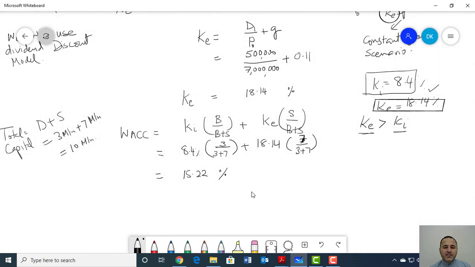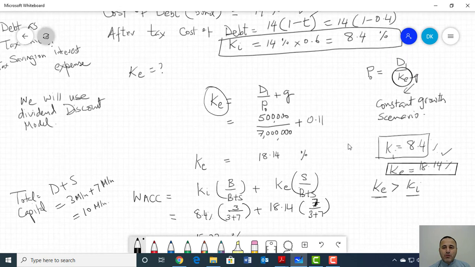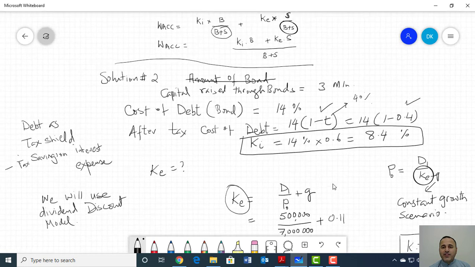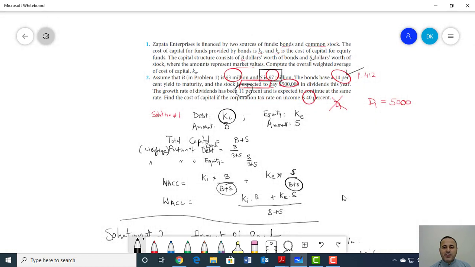My next task was to calculate the cost of equity. For the cost of equity, we use the dividend discount model. From chapter number 4, if you remember, the price of a stock is equal to D1 divided by KE minus G. Here D1 was $500,000, and the reason it was D1 is that the wording says the stock is expected to pay. So this dividend has not been paid yet. Let's say D0 is here and D1 is here.